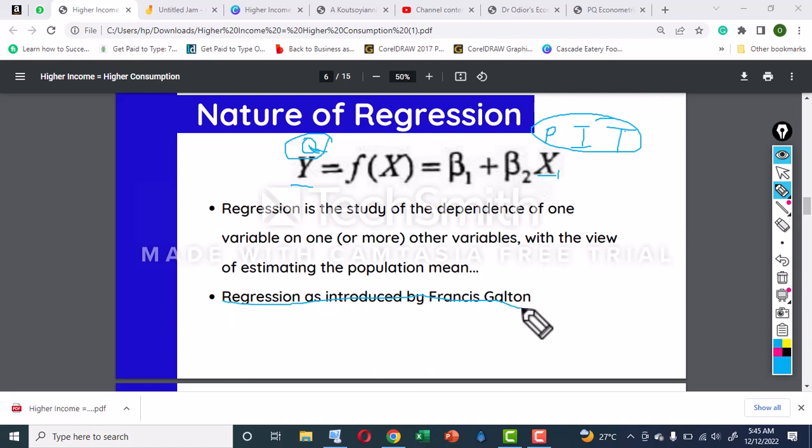He studied this regression using the height of people. He noticed that the height of people in a family, let's say children in the family, the average height is moving towards the average height of the population. Let me just give an example. Let's assume this is the population. We have a population like this, and everyone in that population has different heights.